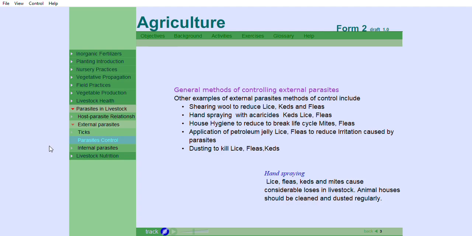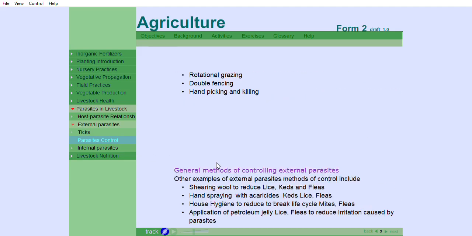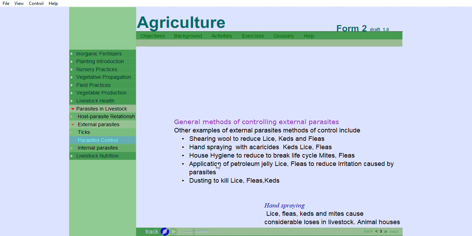Irritation caused by parasites. General methods of controlling external parasites. Lice, fleas, keds, and mites cause considerable losses in livestock. Animal houses should be cleaned and dusted regularly. Irritation leads to scratching and self-inflicted wounds in sheep, lowering the quality of wool.